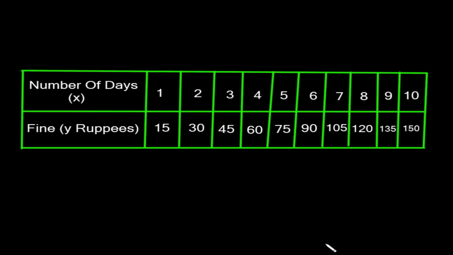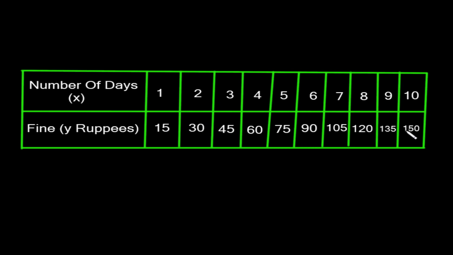In Pakistan, if we borrow books from a public library and are late in returning the books, we will be fined 15 rupees per day per each overdue book. Now this table shows the fine for an overdue book. In the first row, we have the number of days, that is X: 1, 2, 3, up to 10 days, we have been given the data. And in the second row, we have the fine, that is Y rupees. It means for one day it will be 15 and for two days it will be 30. So that's how it goes on.